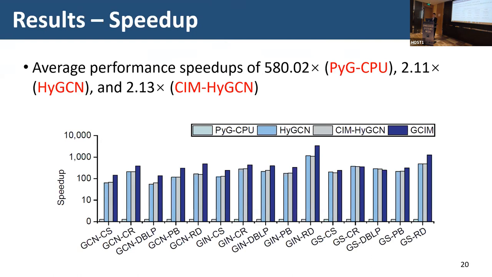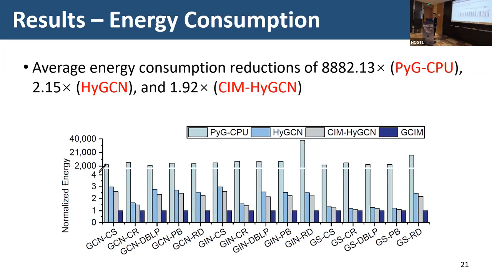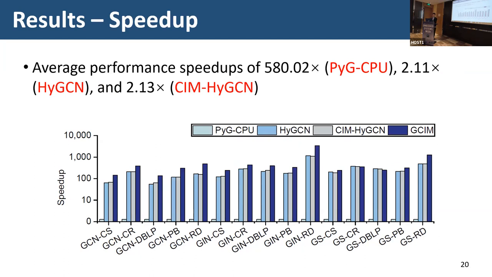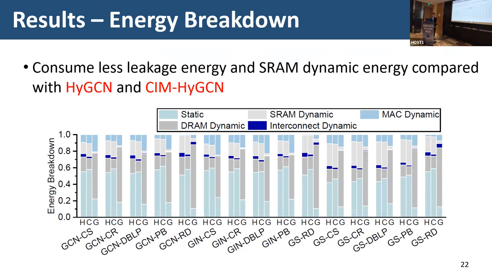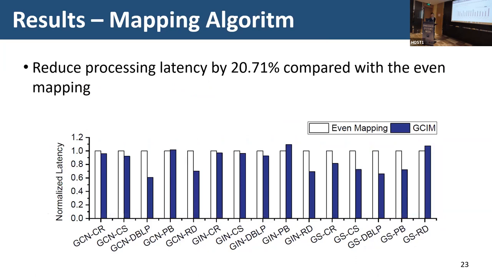GCIM can achieve significant performance speedup compared with PyG CPU, HyGCN, and CIM HyGCN. The performance gap is mainly due to the high bandwidth and parallelism provided by the CIM architecture. For energy saving, GCIM can reduce energy consumption effectively compared to the baselines. As shown in this figure, GCIM consumes less leakage energy and dynamic energy compared with HyGCN and CIM HyGCN. For the mapping algorithm, GCIM can reduce processing latency by 20% compared with the baseline.